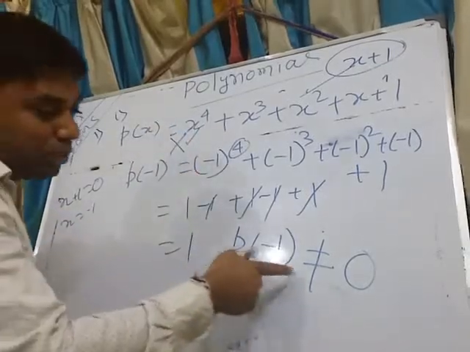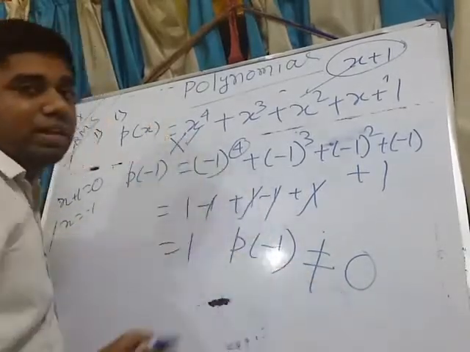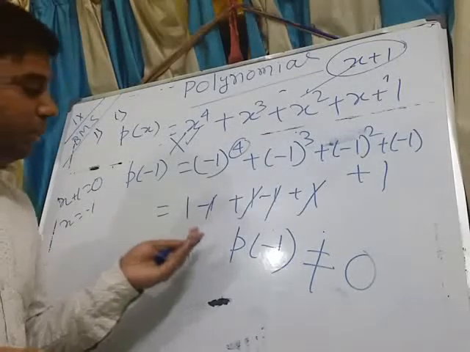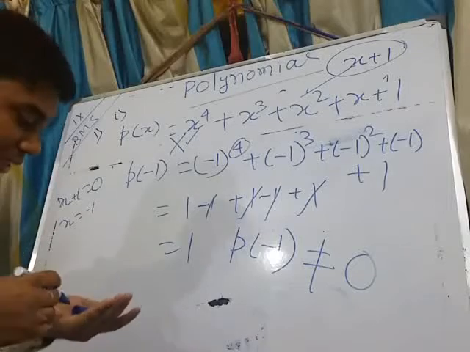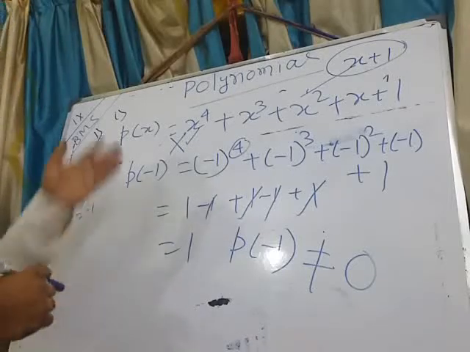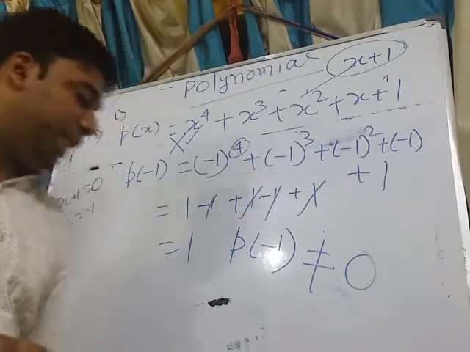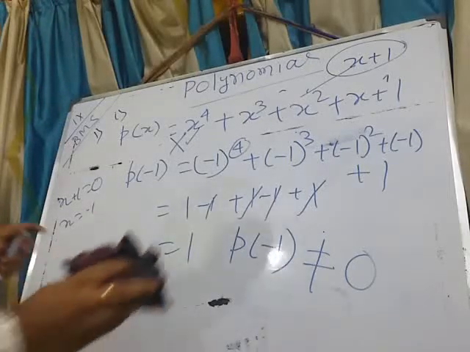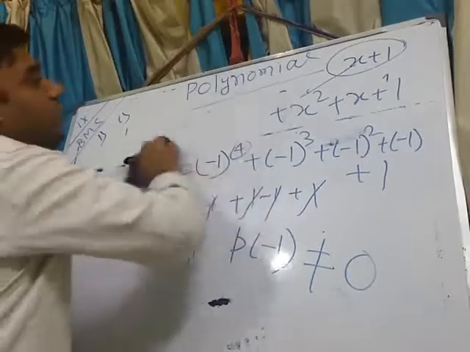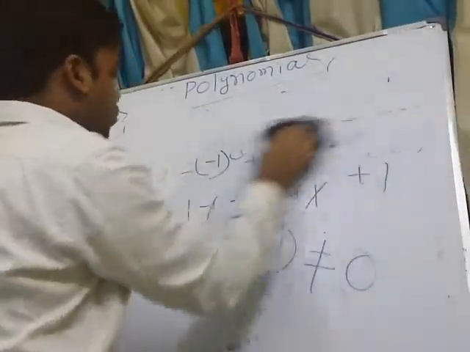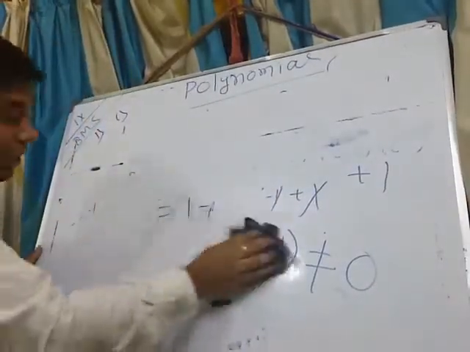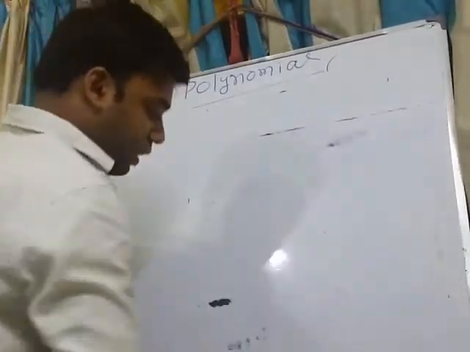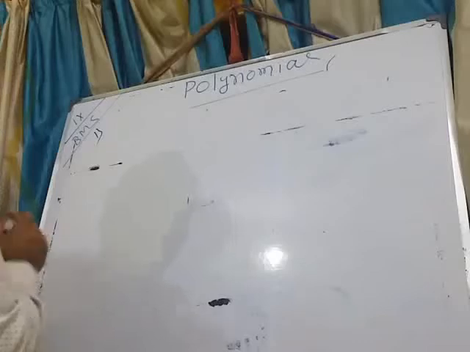It means that x plus 1 is not a factor of that polynomial p(x). Why? If p(minus 1) = 0, then it would be a factor; otherwise it is not a factor. As the result is p(minus 1) = 1, it cannot be a factor of the given polynomial p(x). Question number 3 is for your homework. Now I will solve question number 4.